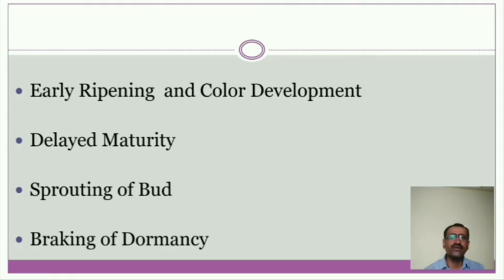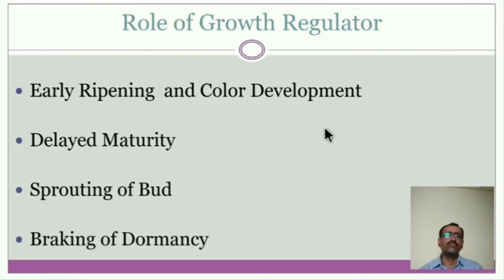And the last point is the breaking of dormancy. If seeds are in a dormant condition, they do not convert into seedlings. So in horticulture the breaking of dormancy of each and every seed is important. For the breaking of dormancy, gibberellic acid, ethyl, and NAA are used in breaking the dormancy in seed and bud, and that is an important practice in horticulture. And all these are the roles of the growth regulator.